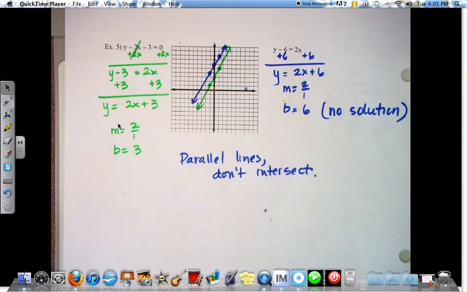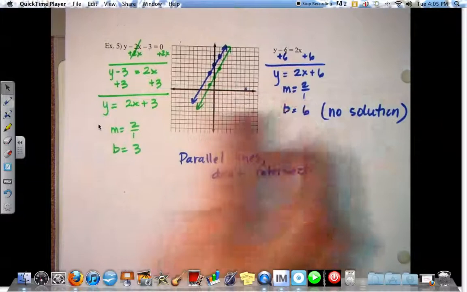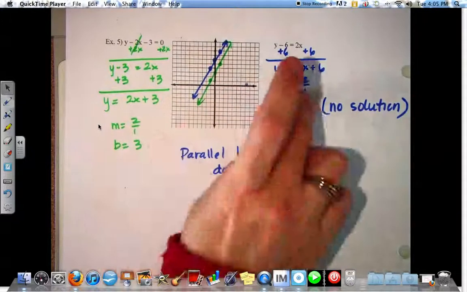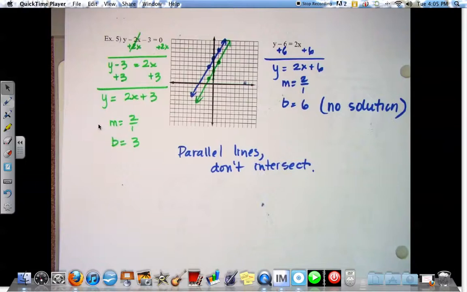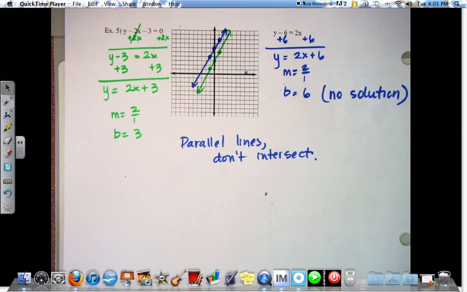Please make sure that when you're working on your assignment, you show your work, getting y by itself, showing your slope and your y-intercept, making sure that you're graphing all the equations and that they're pretty accurate. Have a good day.